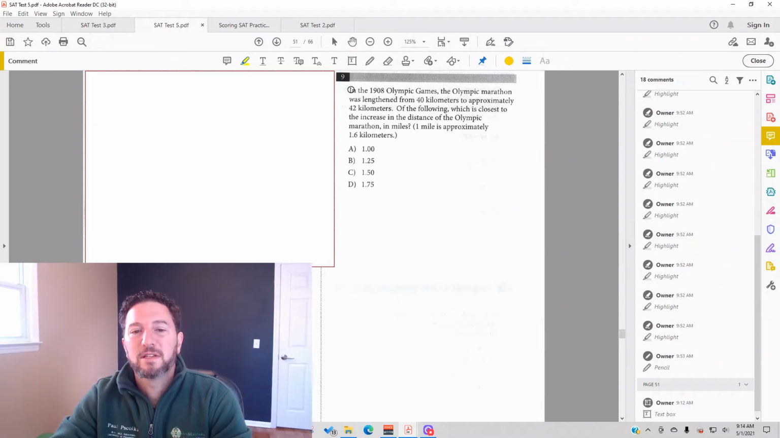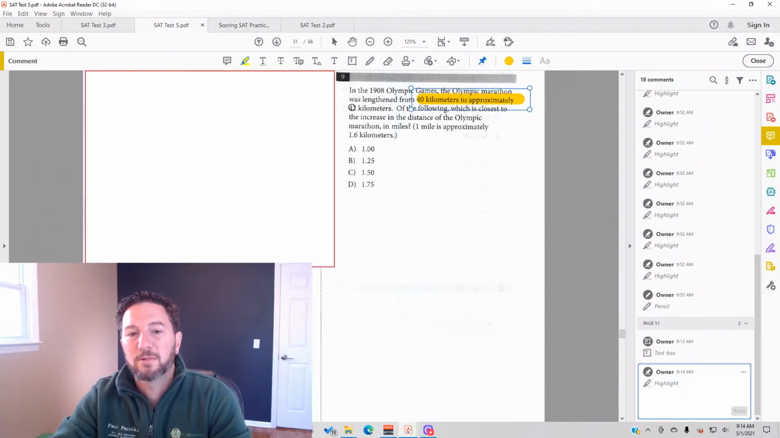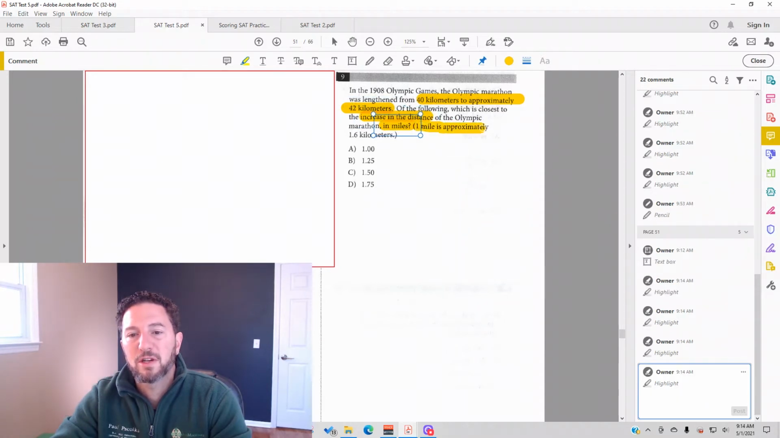Number 9 reads, in the 1908 Olympic Games, the Olympic marathon was lengthened from 40 kilometers to approximately 42 kilometers. Of the following, which is the closest increase in distance of the Olympic marathon in miles? And what we get is a conversion. A mile is approximately 1.6 kilometers.